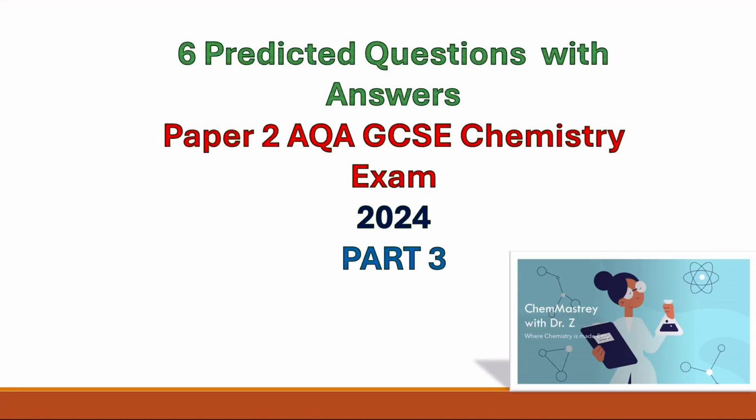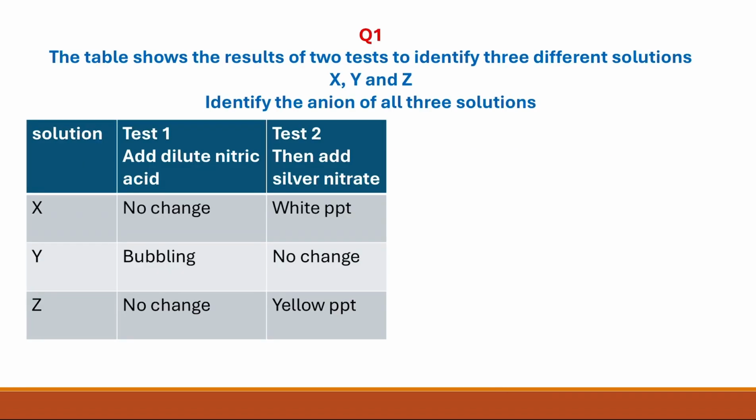6 predicted questions with answers for Paper 2, AQA GCSE Chemistry Exam 2024, Part 3. Question 1. The table shows the results of two tests to identify three different solutions, X, Y, and Z. Use these data to identify the anions of all three solutions.